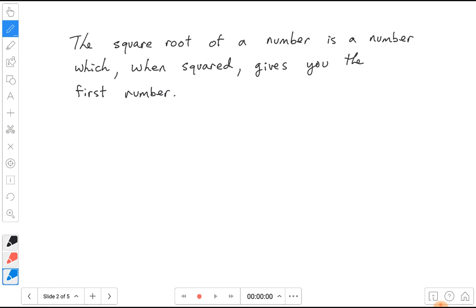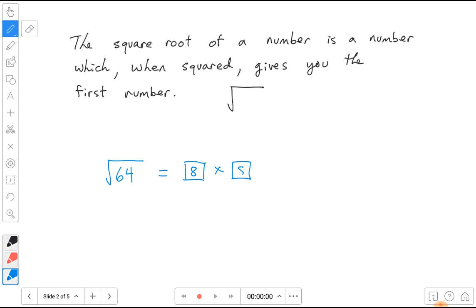The square root of a number is a number which, when squared, gives you the first number. So it's the inverse operation of squaring. The square root sign looks like this. Okay? So if you see square root 64, what that means is what number times itself will give me 64, the number inside the square root sign.